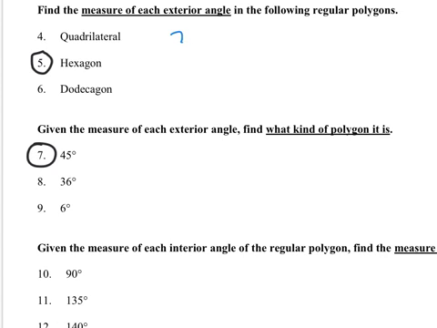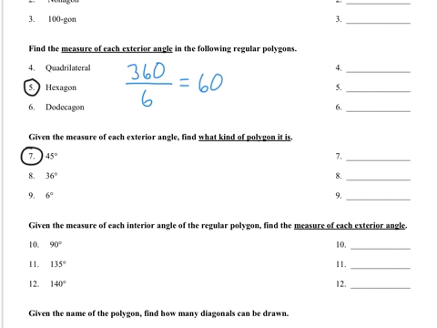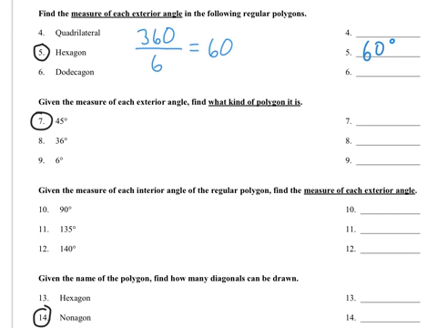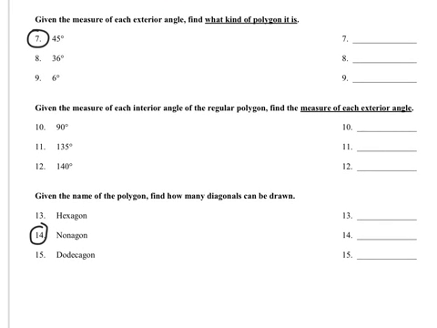So 360 degrees, and a hexagon has 6 sides. So we divide that by 6, we get 60. So each exterior angle has a degree measure of 60 in a hexagon. 60 degrees. Alright. Now, given the measure of each exterior angle, find what kind of polygon it is.